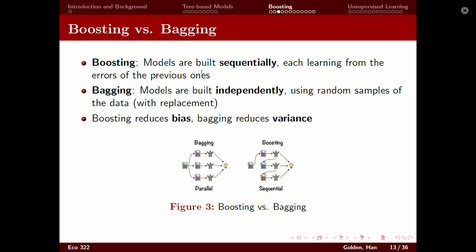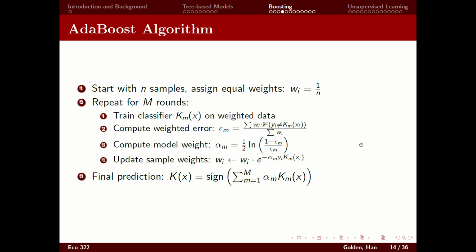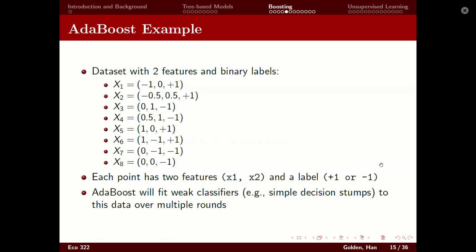So boosting models are built sequentially, learning from the previous models' errors, whereas bagging models are built independently using random samples of data. So there's boosting, sequential, and bagging, parallel. AdaBoost is a popular algorithm for boosting. You start with n samples, you assign equal weights, and then for m rounds, you train the classifier on the weighted data. You compute the weighted error, you compute the model weight, and you update the sample weights. And then the final prediction is the sign of the sum of your models.